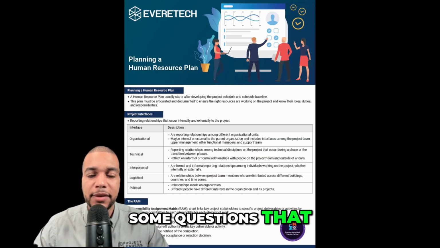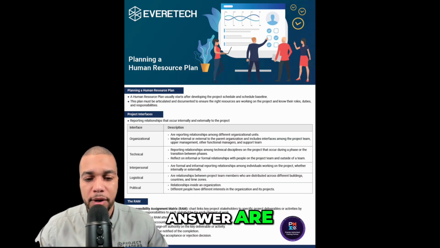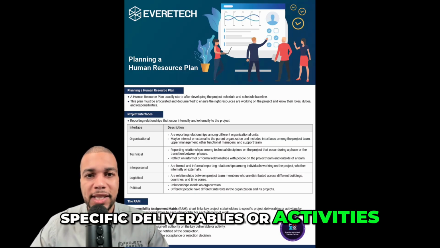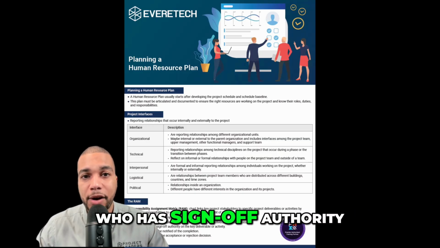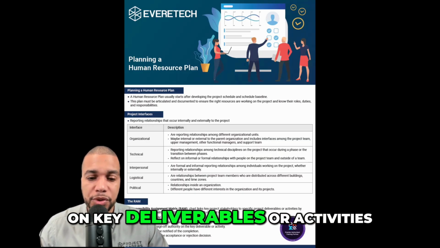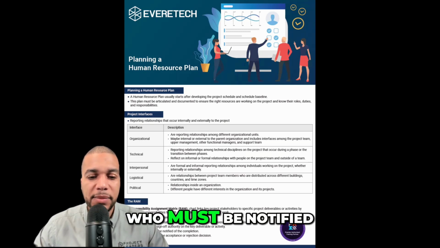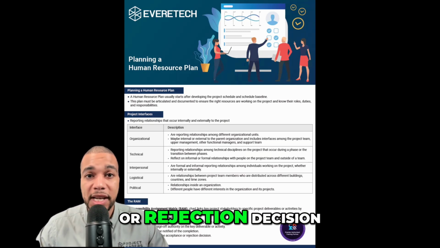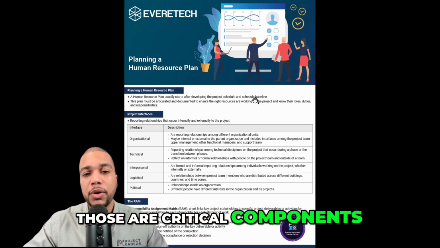Some questions that the RAM attempts to answer are: who is accountable for the completion of the specific deliverables or activities? Who has sign-off authority on key deliverables or activities? Who must be notified on the completion? Who makes the acceptance or rejection decision? Those are critical components for your RAM.